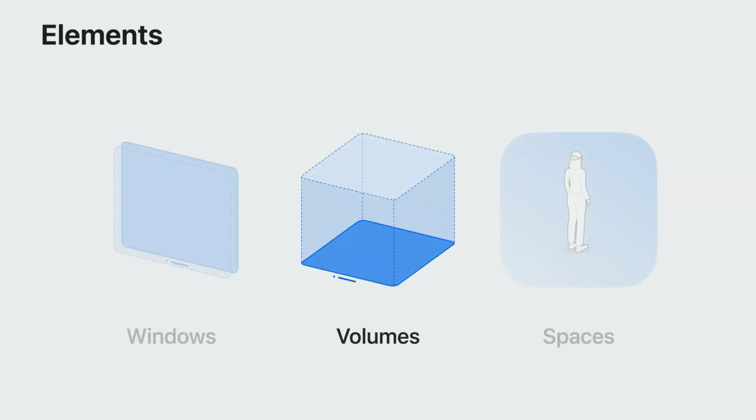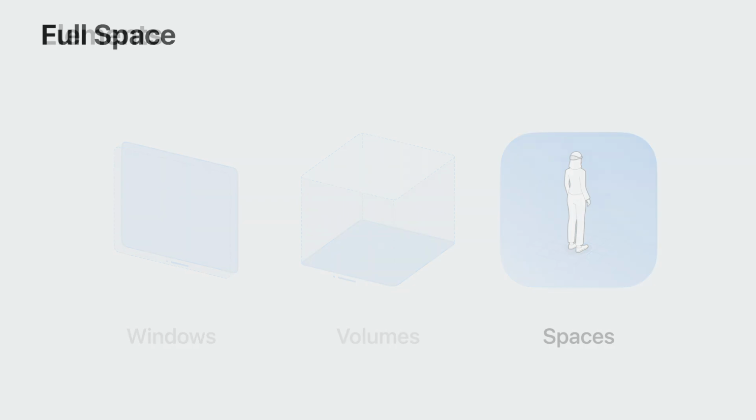Let's recap what we went through so far. A volume is a container that is ideal for 2D and 3D content. Volumes are built for the shared space, can coexist with windows, and are bounded to specific dimensions. Next, let's dive into our last type of element, spaces. Once your app is opening a dedicated full space, the system hides all other apps, leaving only your app visible. Now, you can place your app's window, volumes, and content anywhere around you.